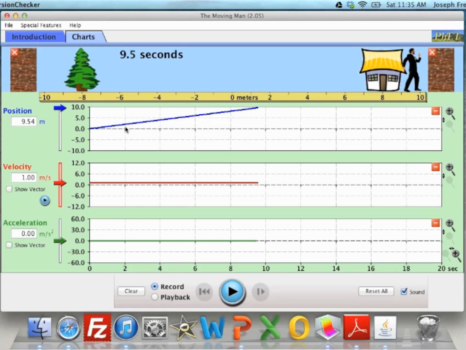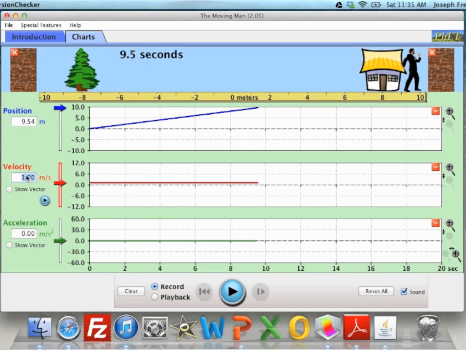So notice how we have the position time graph here. That is a slanted line. But now notice we also have this velocity time graph. And like the other one I showed you, that's a straight line, because at every second the velocity hasn't changed. It's a constant velocity of 1 meter per second.